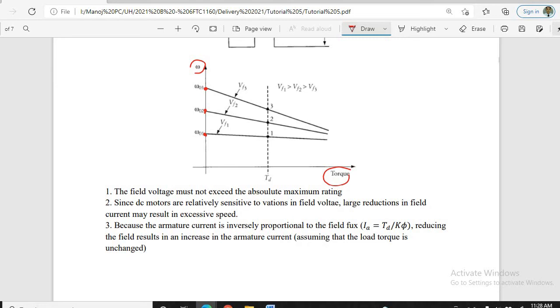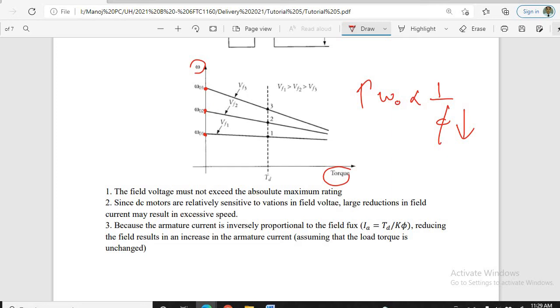So therefore the field voltage must not exceed the absolute maximum rating, right? And also since DC motors are relatively sensitive to the field voltage, that's why I said it will affect both the intercept and the gradient. That means there will be high control when we change this field voltage. The large reductions in field current may result in excessive speed. If we talk about the no load speed, it is like this, so if we further decrease this, the no load speed will go up to a level that is no longer controllable. So we have to take extreme care when we are changing the field voltage, right?